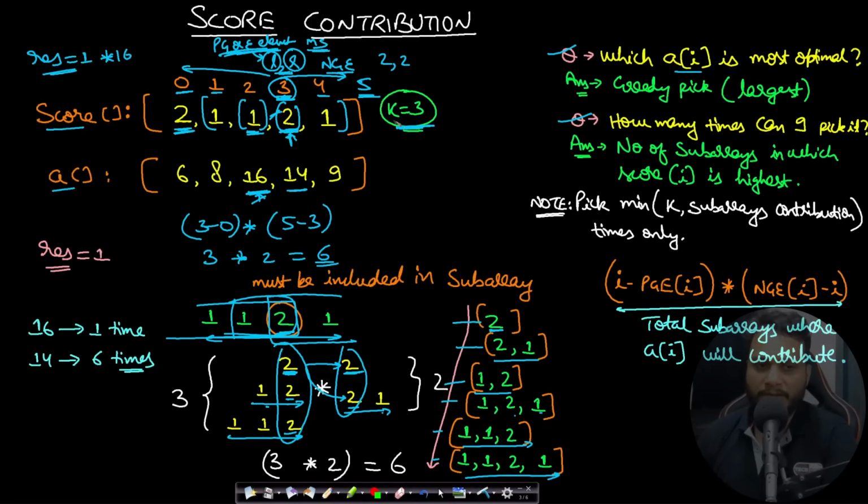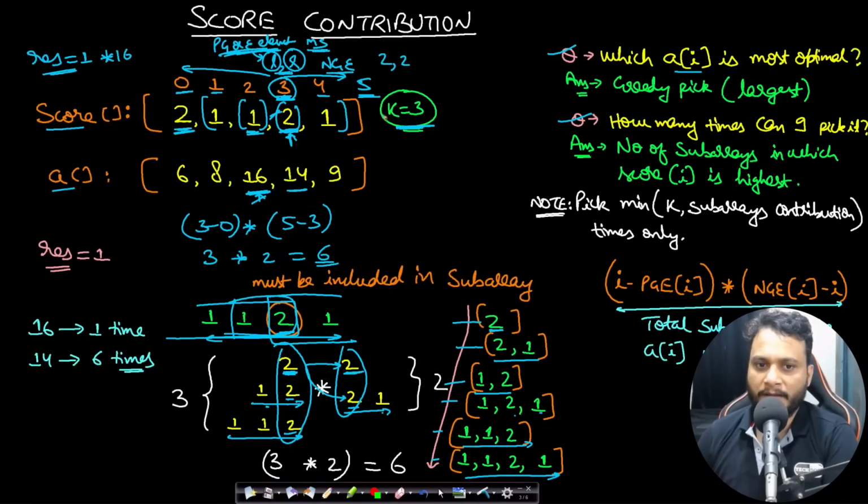Okay, so using the previous greater or equal element and the next greater element, you can exactly count the contribution for each of the elements in the subarrays. Now let's say that this 16 was contributing for only one time, and if you happen to include it, your k value will decrease by 2. Now you want to include only 2 times.